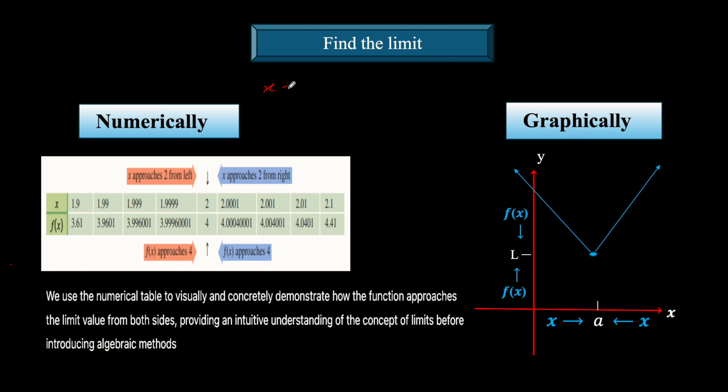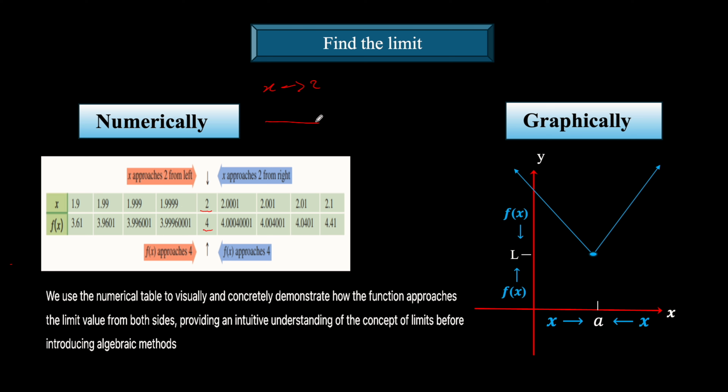We said that to find the limit numerically, x approaches, for example, the number 2. X approaches 2 from the left side, and x approaches 2 from the right side. While x is approaching a specific number, which is 2 here, we see that f of x is also approaching, from the left and right side, a specific number, which is 4.